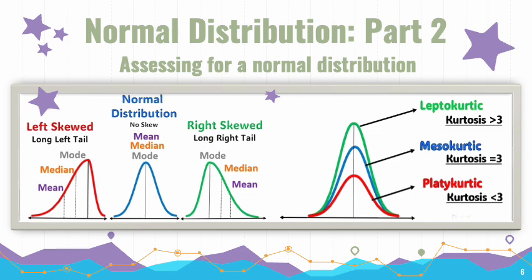You are not going to be expected to calculate measures of skewness and kurtosis. You will use statistical technology such as Microsoft Excel or IBM SPSS. In general, a distribution is normally distributed if the skewness is between -1 and 1, and the kurtosis is centered around 3.